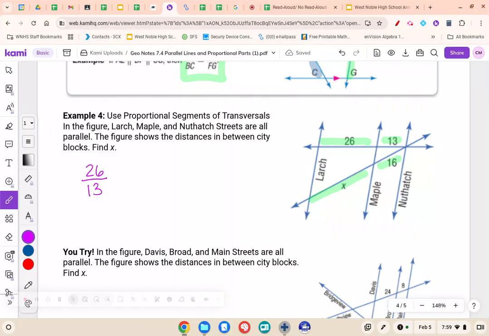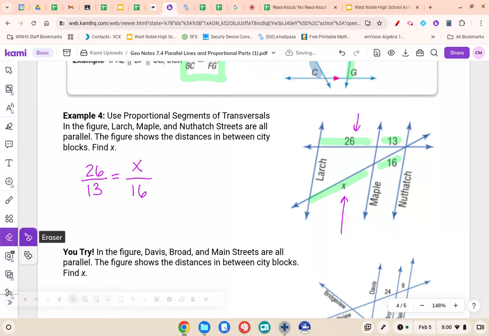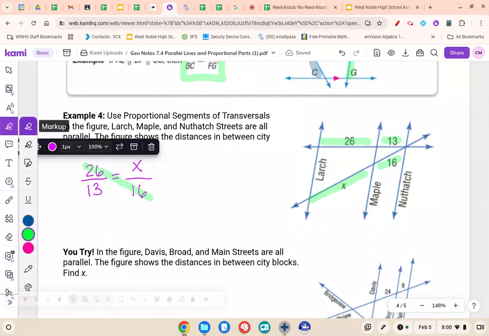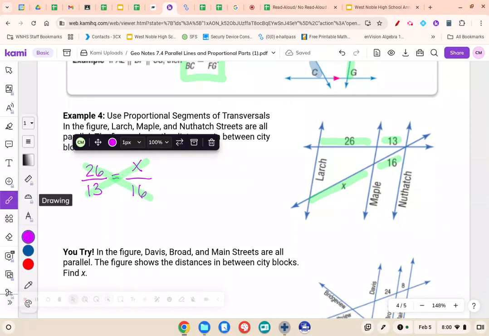In this case, I just put the sides that are on the same side, or the segments that are on the same side together, so 26 and 13. Since 26 and X are in the same part of the image, they both are on top. 13 and 16 are both on bottom.